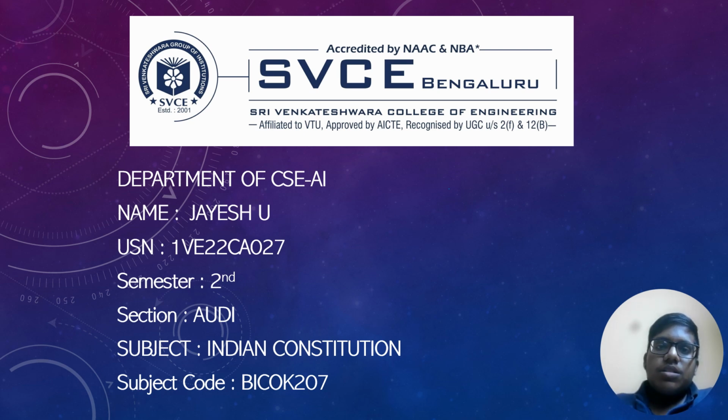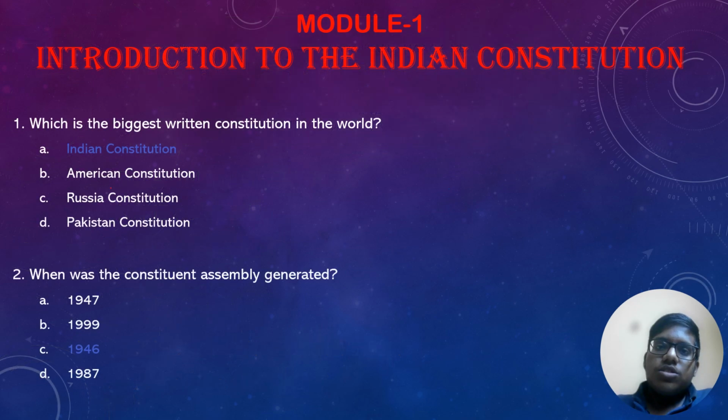We will be looking at some important MCQs from all the modules of Indian Constitution. Module 1, Introduction to the Indian Constitution, which is the biggest written constitution in the world. Indian Constitution, American Constitution, Russian Constitution, or Pakistan Constitution? And the answer is Indian Constitution. When was the Constituent Assembly generated? 1947, 1999, 1946, 1987, and the answer is 1946.